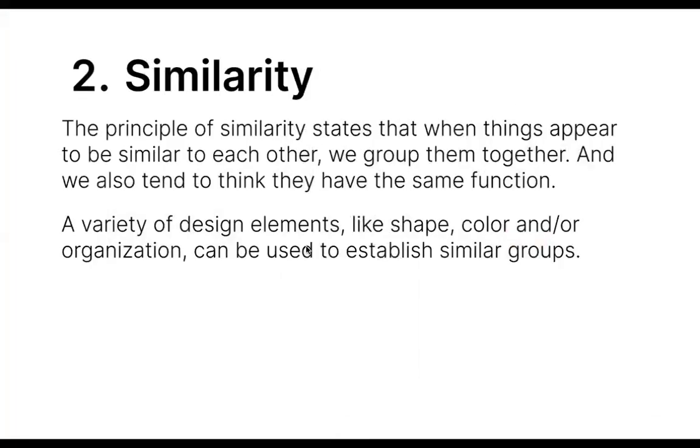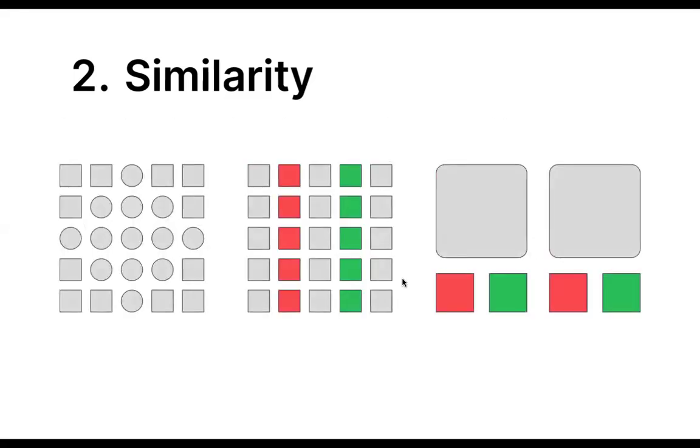Now, principle of similarity. The principle of similarity states that when things appear to be similar to each other, we will automatically group them together. And we also think that they have the same function, right? So a variety of design elements like shape, color, and organization can be used to establish similarity. Now, I'll show you an example. So if you look at these things here, like this one, as it is, right?